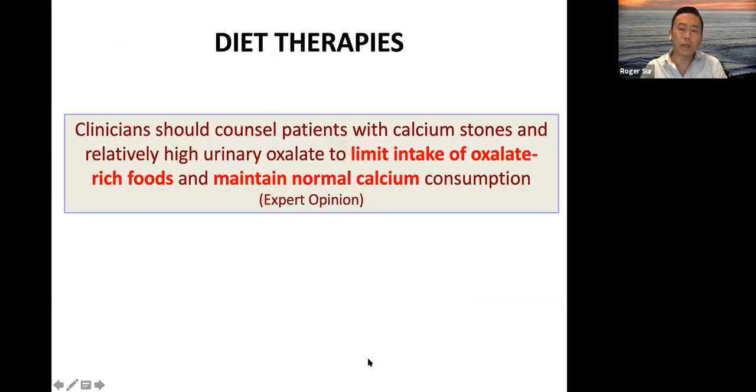Dietary therapies. Again, like I said, you want to limit your intake of oxalate, but you don't want to avoid it. Avoiding oxalate would be really difficult. Plus, most healthy foods have a lot of oxalate, so just moderation. And then you also want to make sure you're not avoiding calcium. So a lot of dairy products have calcium. So a moderate amount of calcium is important. The calcium will bind the oxalate. So if you avoid calcium, you will paradoxically increase your risk of stone formation.